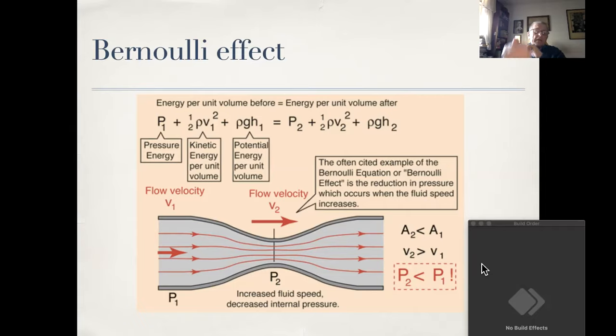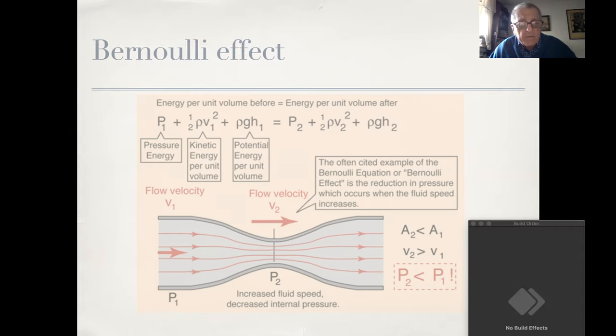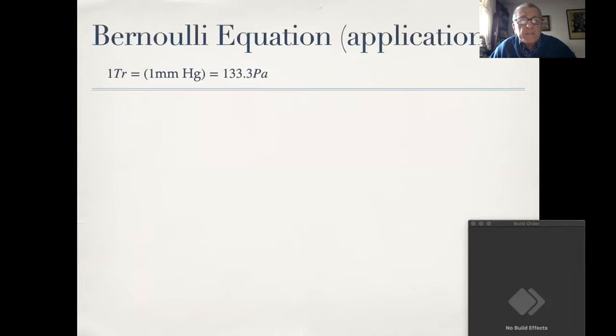And the outcome of it is that if there is a narrowing of the tube or passage over which the fluid is moving, then the velocity there increases, and therefore the pressure must decrease, because the gravitational energy of the volume of fluid in both places is the same. And I would like now to show you a little bit of application of the Bernoulli effect in that formulation.